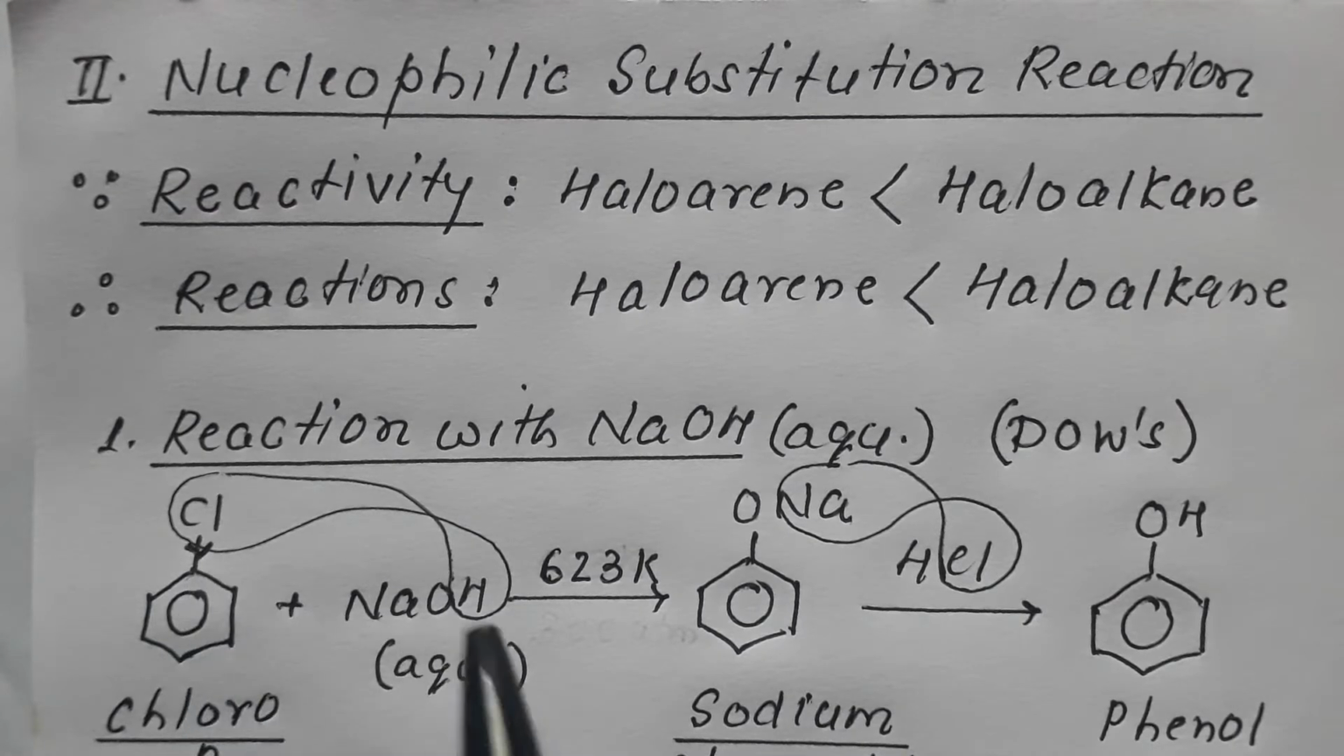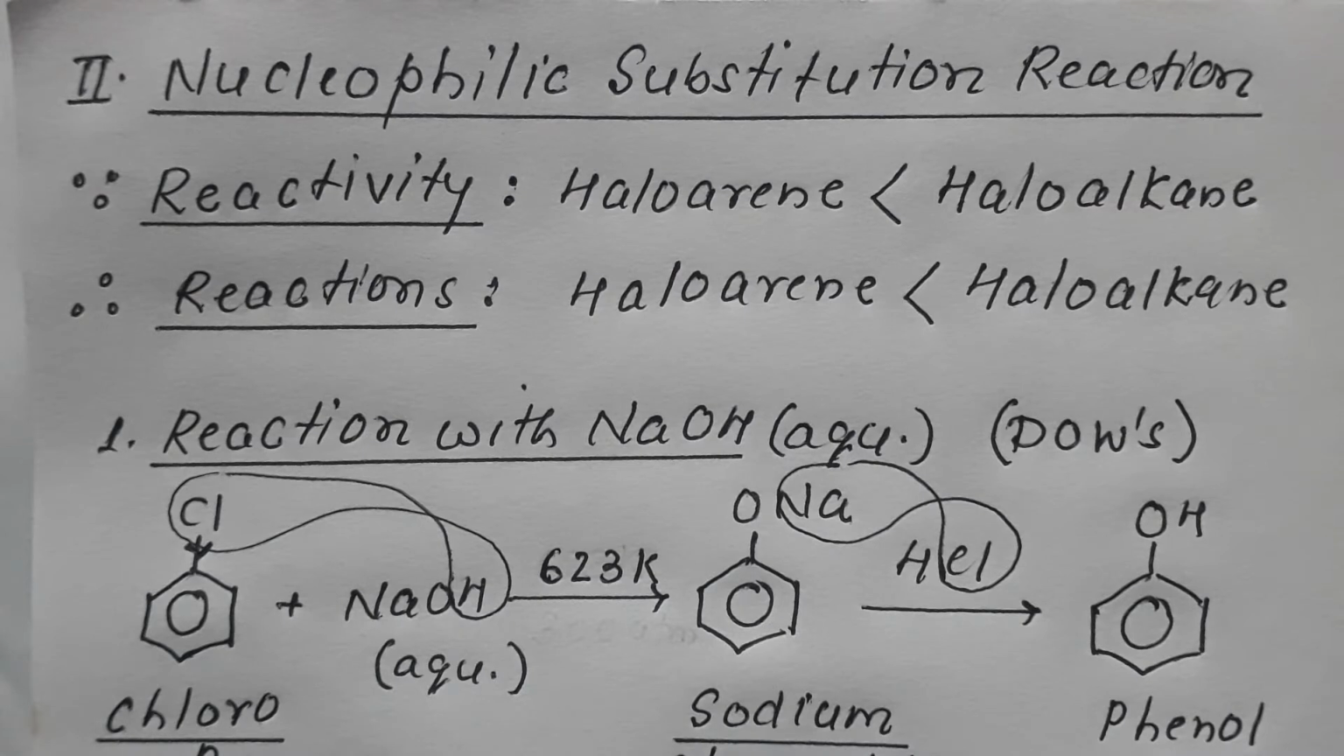The Cl from here and H from here go in the form of HCl, and this ONa comes on the ring, converting chlorobenzene into sodium phenoxide. What is sodium phenoxide and why does it form? Because sodium phenoxide is a reactive intermediate. So this chlorobenzene, which is very less reactive, the reason for low reactivity we have already discussed in the previous video. Now this low reactivity is proved by the high temperature and pressure that is required. So it results in formation of sodium phenoxide, which is a reactive intermediate.